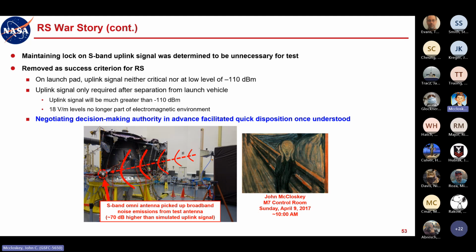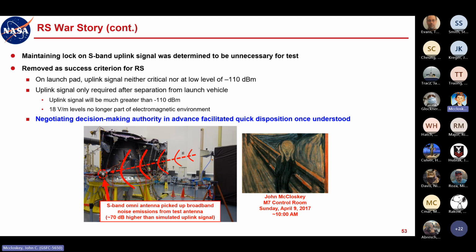And I went around the room, or I just asked, does anybody have any objection to this? Because if you're looking for NASA approval to remove this as a success criterion, I'm here to make that decision, and let's get on with it. And nobody objected. And they were all very happy that we made that decision and I got everyone's input.